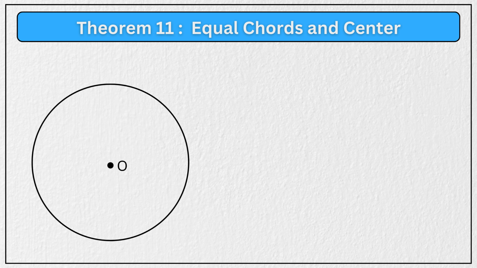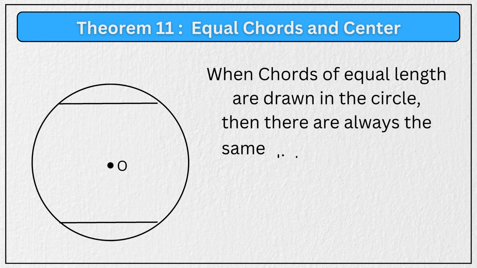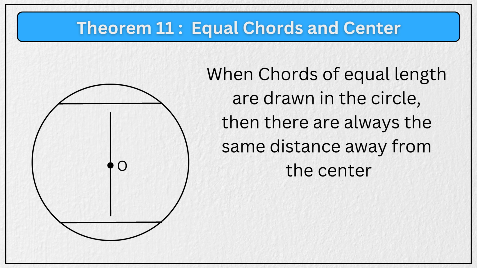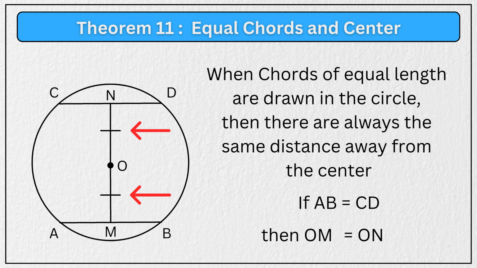11. Equal chords and center theorem. This theorem states that when chords of equal length are drawn in the circle, then they are always the same distance away from the center of the circle. That means if chords AB and CD are equal in length, then this distance from the center to chord AB is the same as this distance to chord CD.